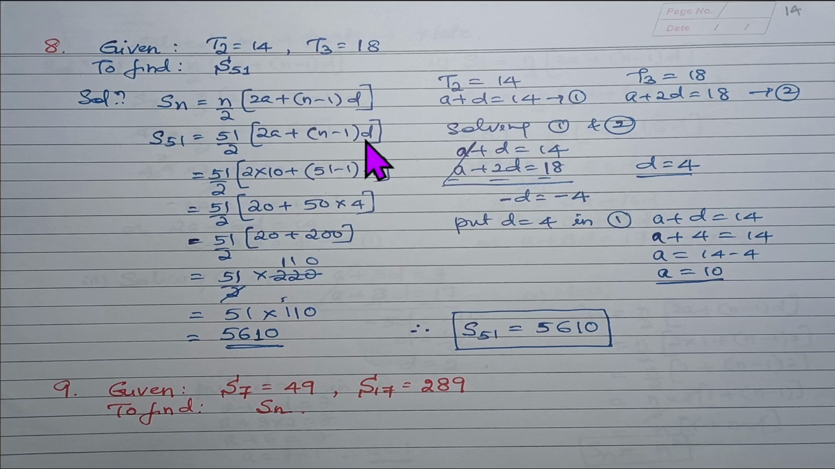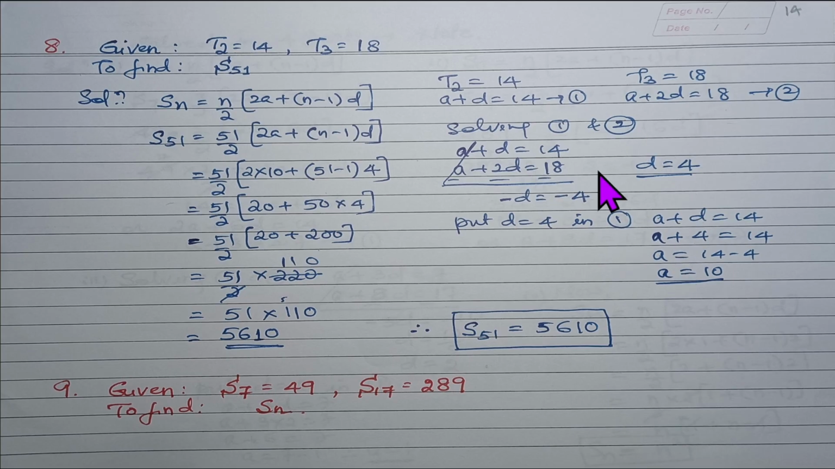Now let us find a and d first. To get a and d, that is two unknowns, I require two equations. One equation is T2 is equal to 14 and the other one is T3 is equal to 18. Now T2 is equal to a plus d is equal to 14, that is equation number 1. T3 is equal to a plus 2d is equal to 18, that is equation number 2. Let us solve 1 and 2 to get both a and d. Subtracting, we get d is equal to 4.